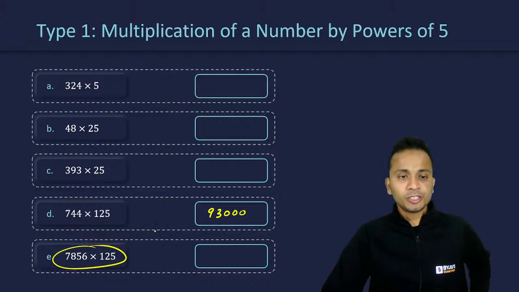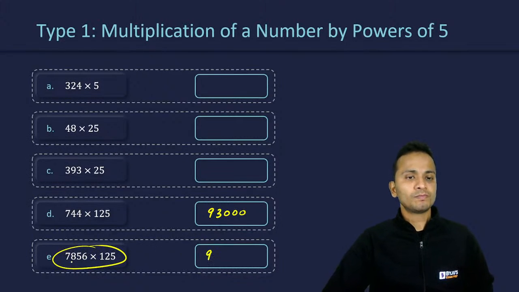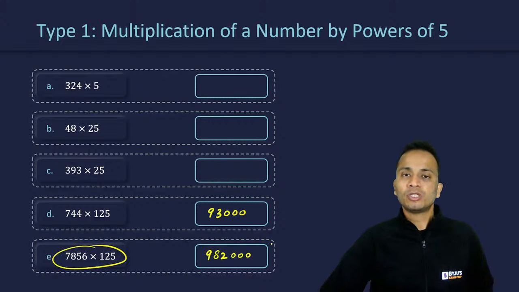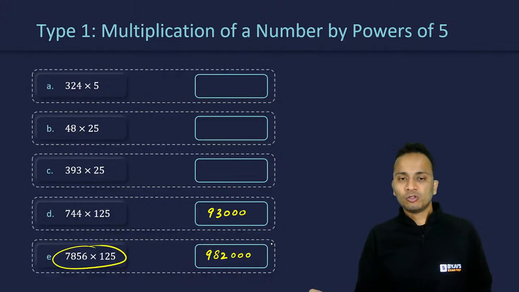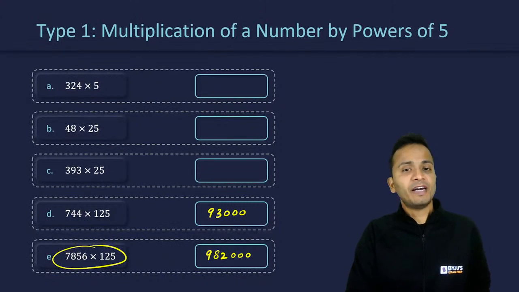All right, Pratyush. So we divide 7856 by 8. Again 8 9s are 72, 6 left, 65, it will give me 8. Then 16, it will give me 2. So 982 will be the result when this number is divided by 8. And then put 3 zeros, multiplied by 1000, to get the final result. So 982000 should be the final answer.